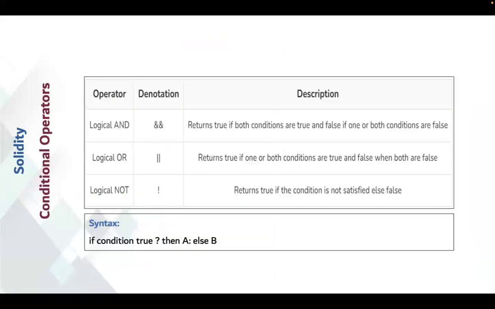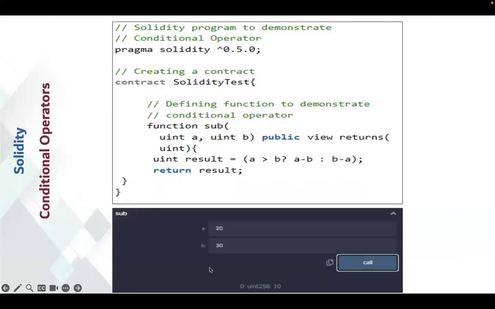Finally, we talk about the conditional operator. The conditional operator is a ternary operator that evaluates an expression, checks a condition, and returns values corresponding to true or false. The syntax for the conditional operator is: if the condition is true, then we have a question mark. Then if it is true, we have a, else if it is false, we have b. And here is an example contract that demonstrates the use of the conditional operator.